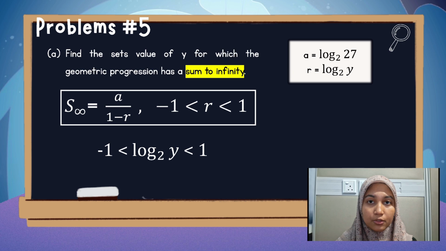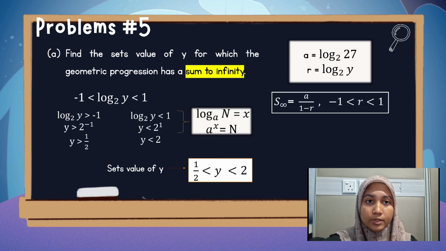So we just substitute the R that we get from the previous question, which is log base 2 of y, and so we will get the inequality of negative 1 is less than log base 2 of y, less than 1. So we will just solve the inequality one by one. So for this first inequality, log base 2 of y is more than negative 1. So we convert this from logarithmic form into exponential form, which is y is more than 2 to the power of negative 1. So the final answer we get is y is more than 1 over 2.